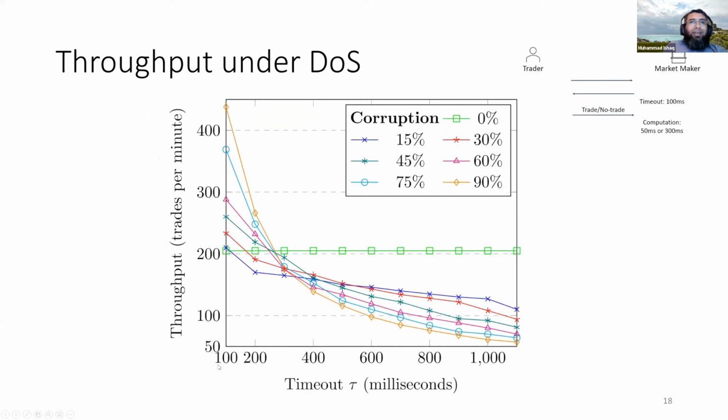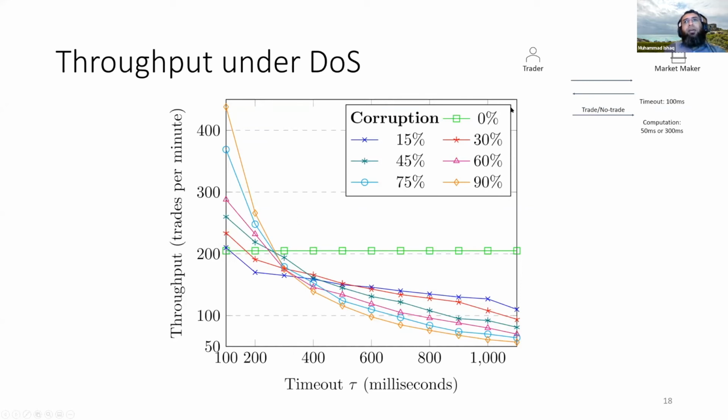Along the x-axis, we have the various timeout parameters. The timeout parameter that I just talked about, you can see on the previous slide over here. It starts at 100, which is the minimum that we decided on, because this is the typical round trip time. Any lower than this, and we would start dropping the honest traders who just couldn't respond in time. Maybe their network was slow or something. So the y-axis is the throughput in terms of trades per second.